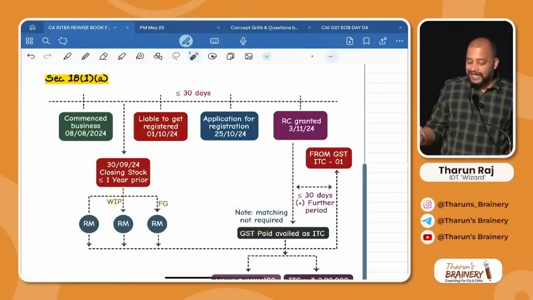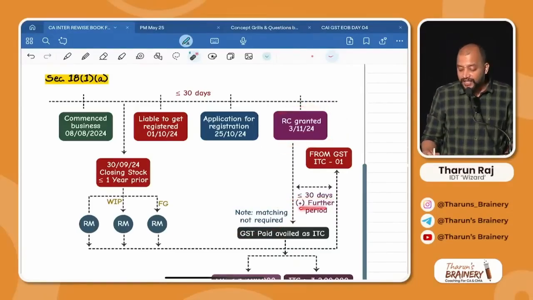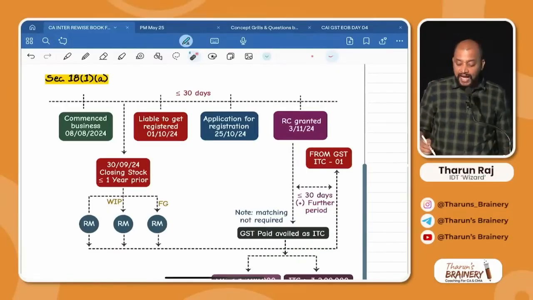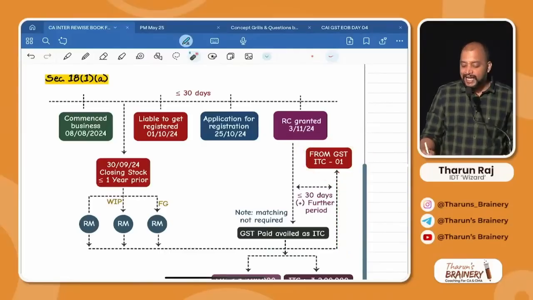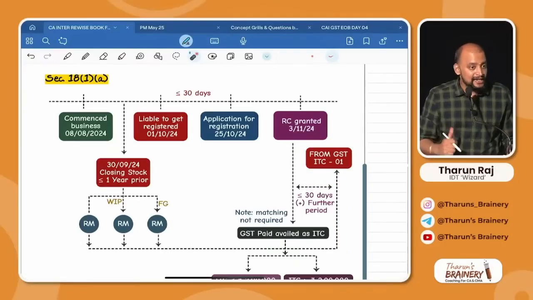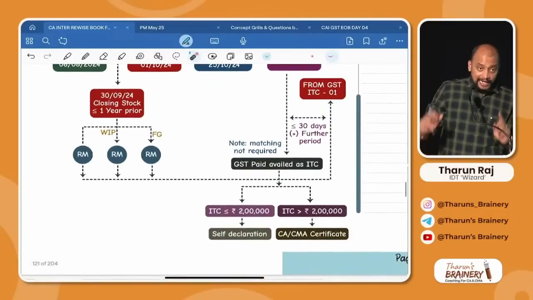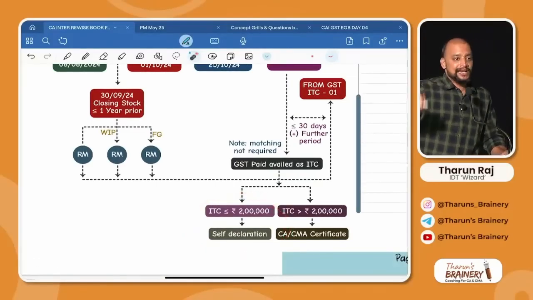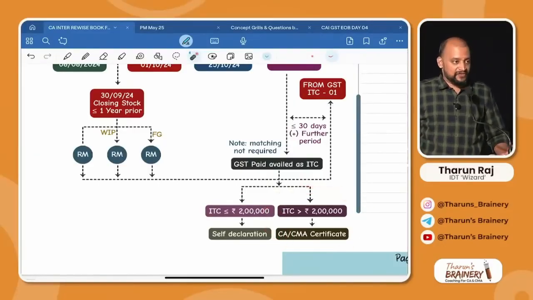By when do I need to take this ITC? After I get the registration certificate, within 30 days or within a further period, I will be filing ITC 1 and I will avail this ITC. Is it clear? After the registration certificate, within 30 days or further period, I will file form GST ITC 1 and I will avail the ITC. Then how to avail this ITC? Not in 3B. I have to file one form, ITC 1, and if the amount of ITC does not exceed 2 lakhs, it is a self-declaration, I can simply sign. Suppose the ITC exceeds 2 lakhs, then I need to get a CA or CMA certificate.